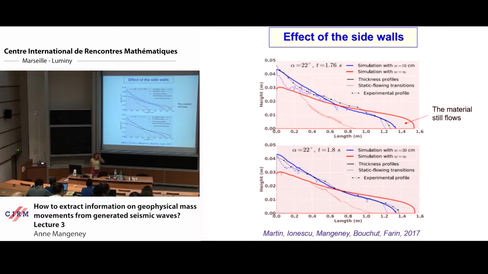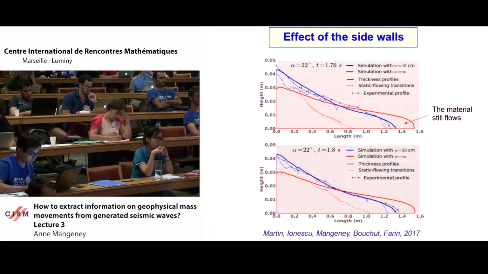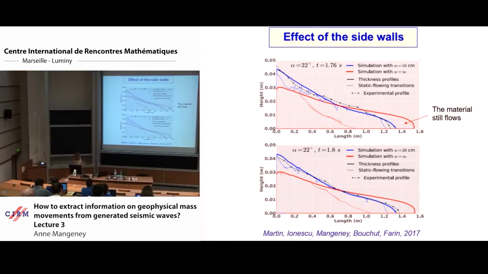And the effect is much stronger when you increase the slope angle, because then you have higher velocity. And here I just represented the deposit at 22 degrees. And you can see that if you don't take into account the wall effect, you go much too far. This is the red line compared to the experiment here. But if you take the wall effect, then you really well reproduce the deposits.